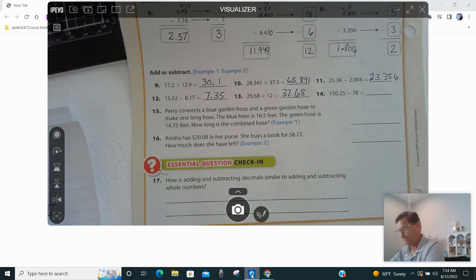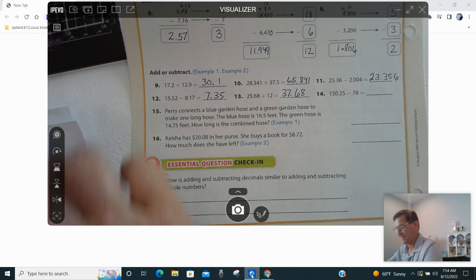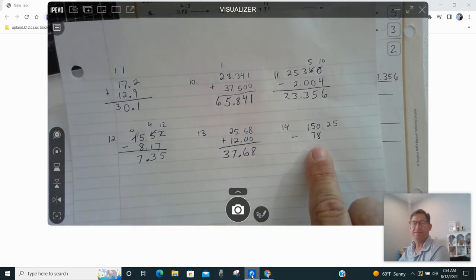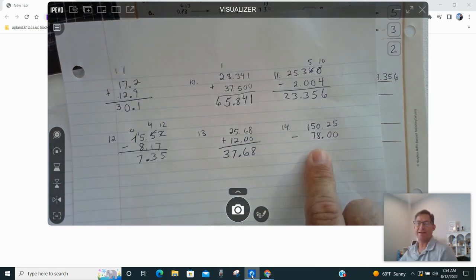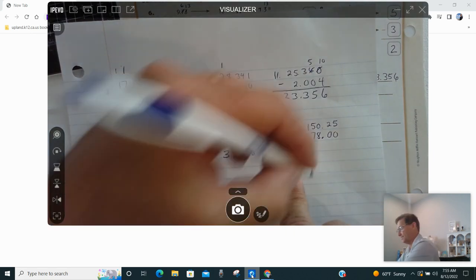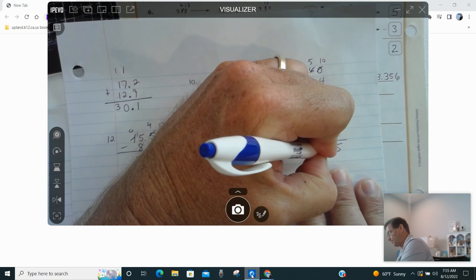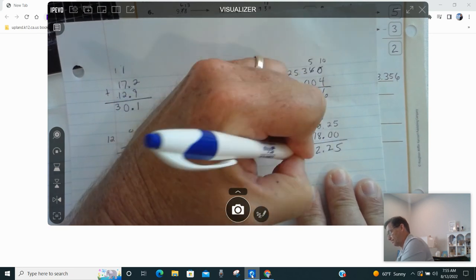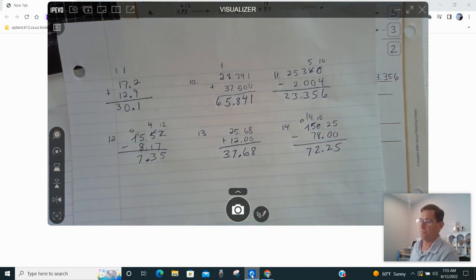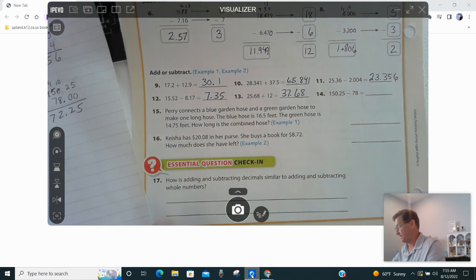Okay, 14, 150 and 25 hundredths minus 78. So again, there is a decimal point after 78. It's 78 and 0 hundredths. So 72 and 1/4, or 72 and 25 hundredths.